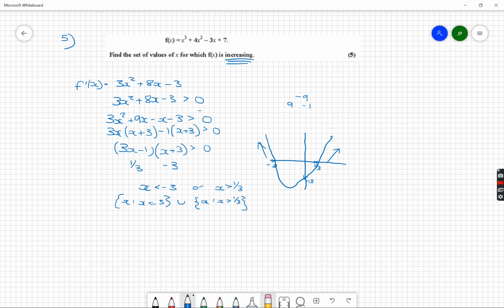It doesn't ask us for set notation, so you don't actually need that bottom line, but it is worth remembering just in case that we need it.